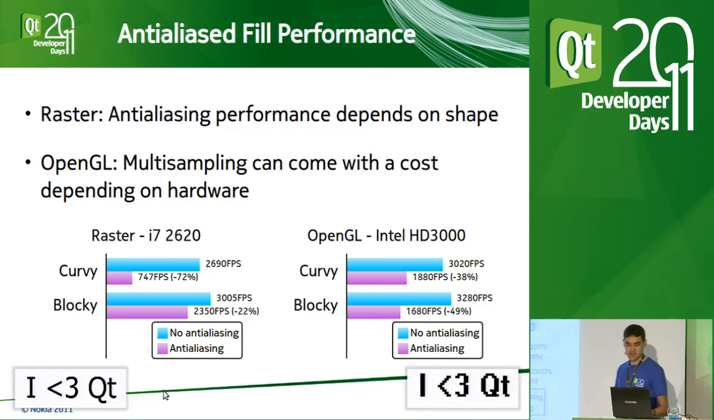With OpenGL and on this hardware, you see that you pretty much get a constant hit on performance. The performance hit you get when using multi-sampling depends a lot on the hardware, and in this case we are using integrated graphics, so this is why you get this bad performance. And I've seen up to 75% performance loss on this hardware with multi-sampling. On other hardware, it might not make a difference at all.